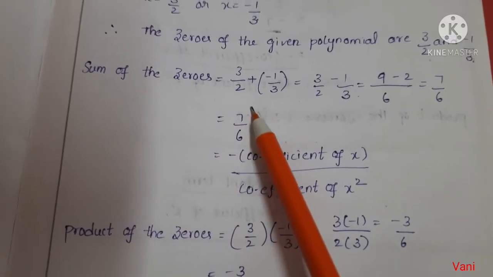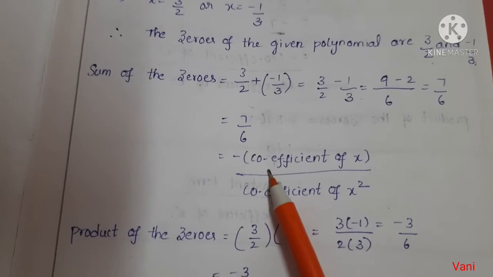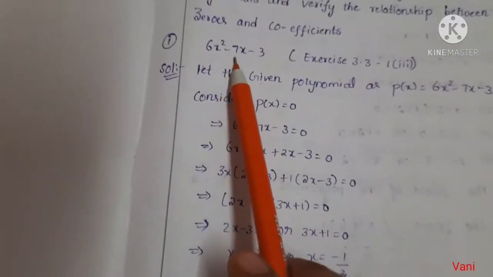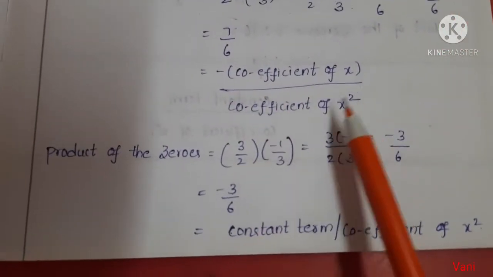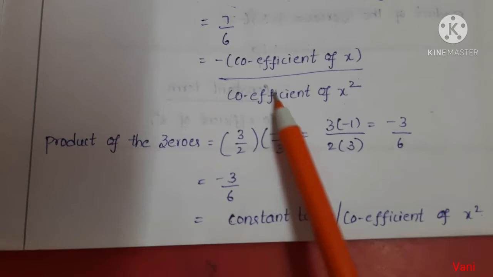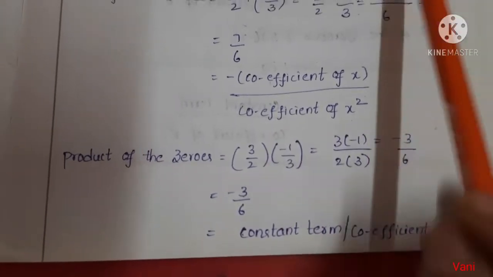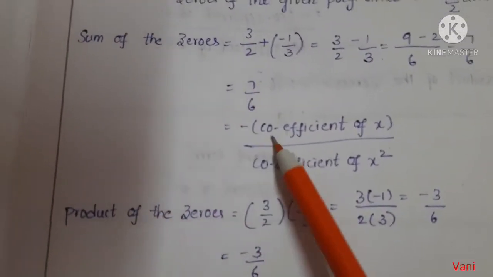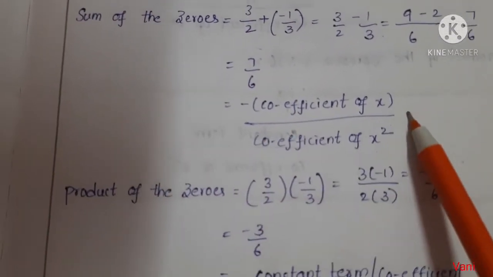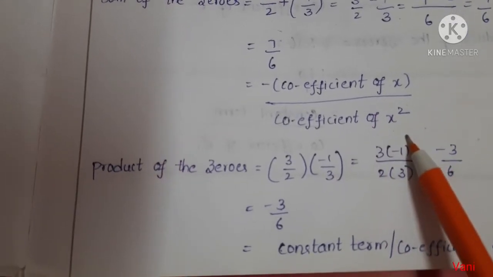This 7 by 6 can be written as minus of coefficient of x. In the polynomial the coefficient of x is minus 7. So minus coefficient of x, divided by 6, which is the coefficient of x square. In the problem you can see the x square coefficient is 6. So the sum of zeros is equal to minus coefficient of x by coefficient of x square.